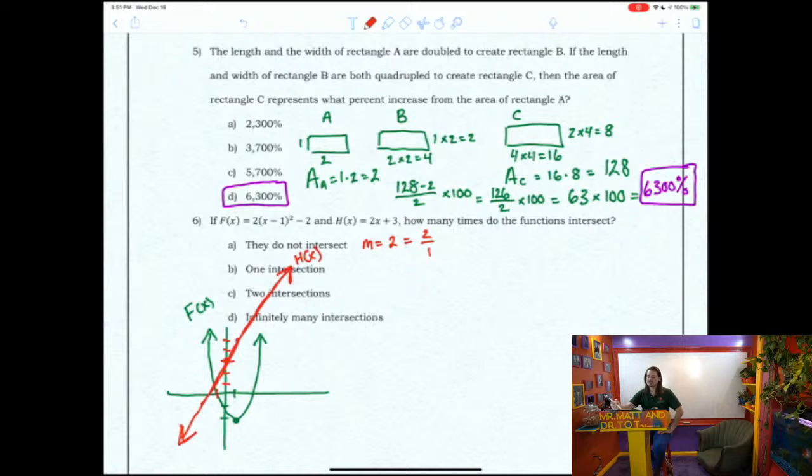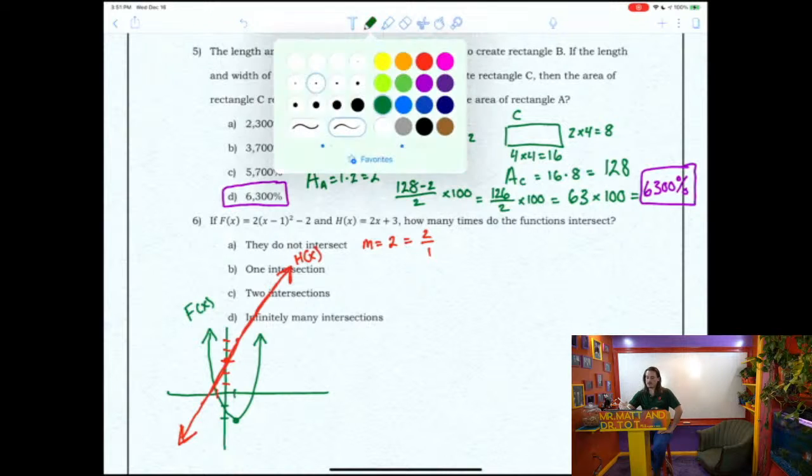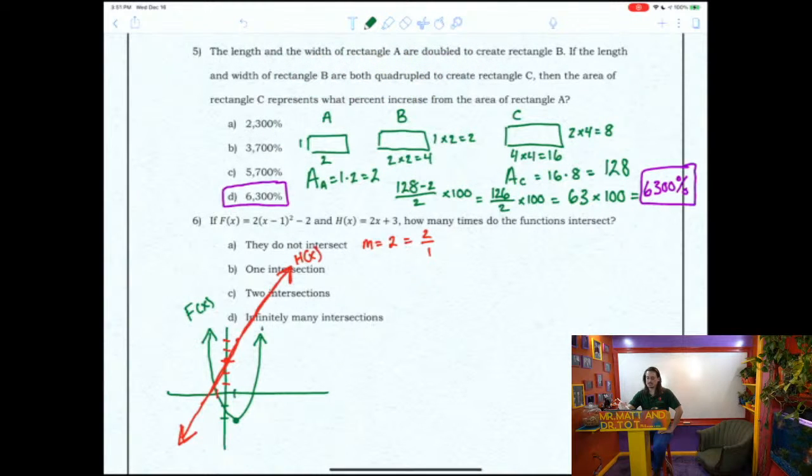You'll notice that the parabola, remember, continues infinitely. So these 2 functions are going to intersect at 2 points. So the answer to number 6 is going to be C, 2 intersections.